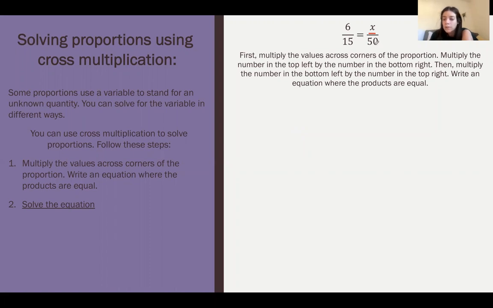How we're going to do that is multiply. Essentially, we're just going to multiply the values across the corners of the proportions. So here we have 6 and 50. We want to change that equal sign to essentially a multiplication sign. So 6 times 50 is 300. And then 15 times x is 15x.